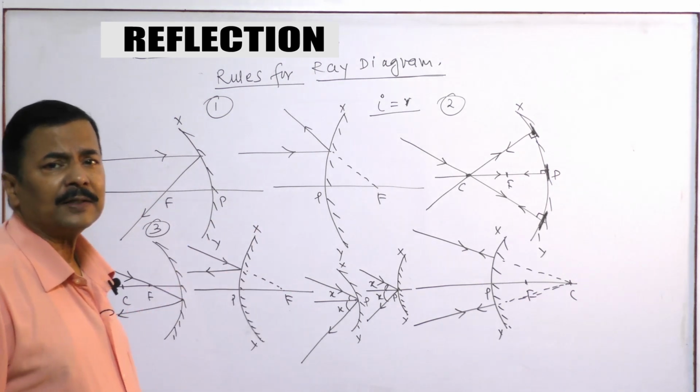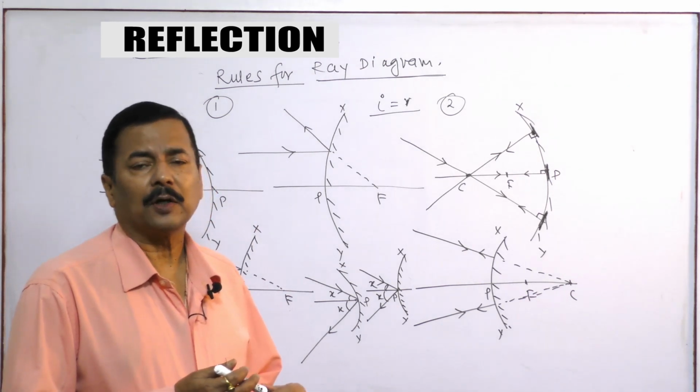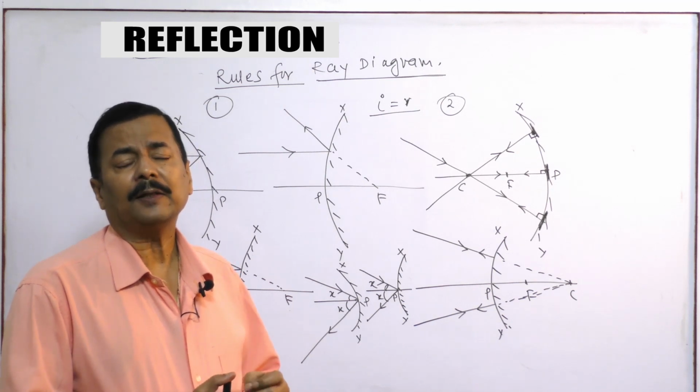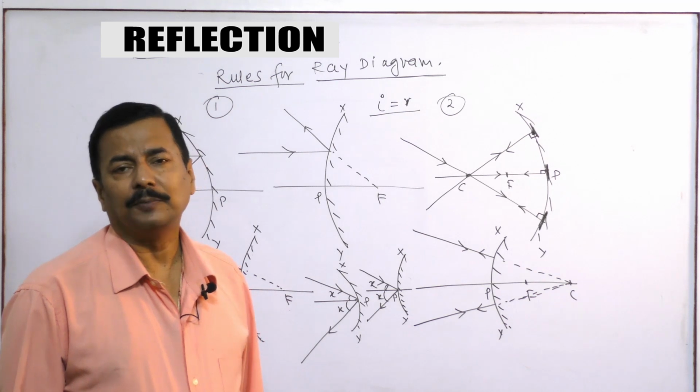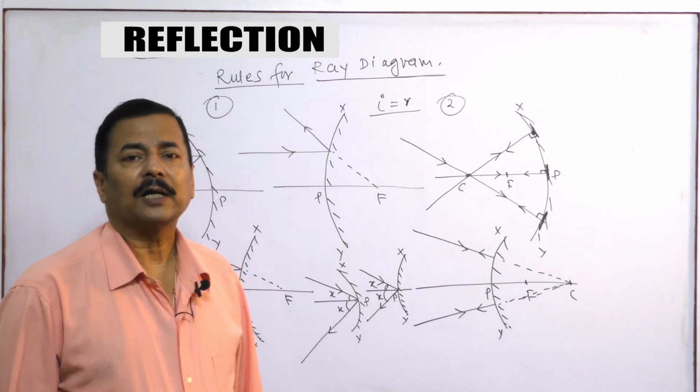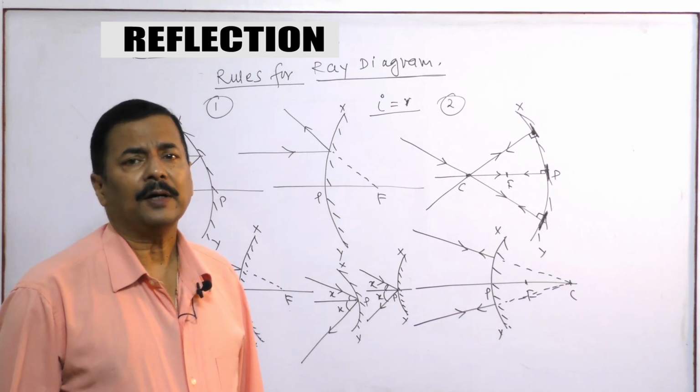Then in the next class I will be discussing the actual formation of the ray diagram, and for the different positions of the object on the principal axis, what are the corresponding images. That we shall be discussing in our next class.